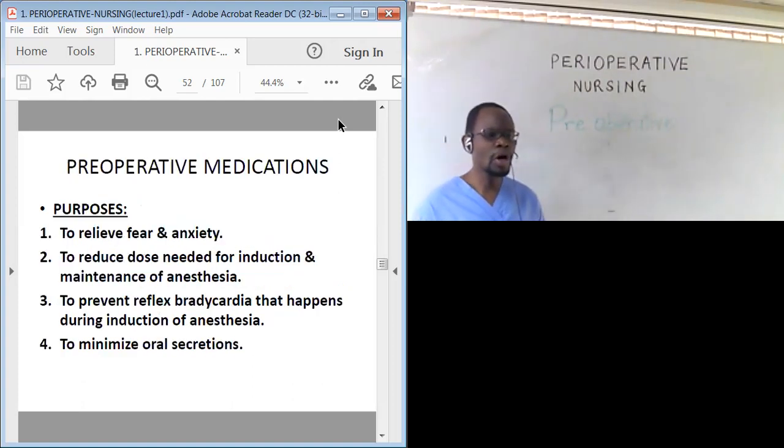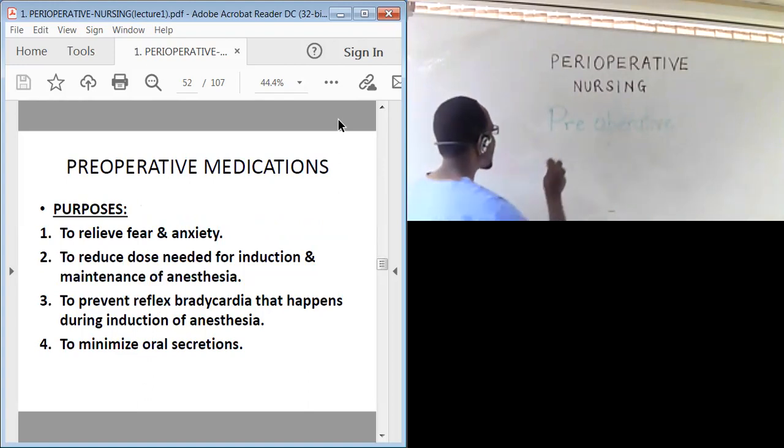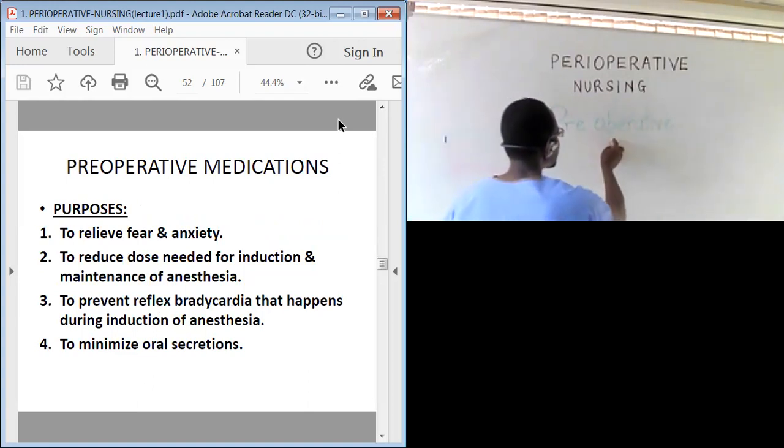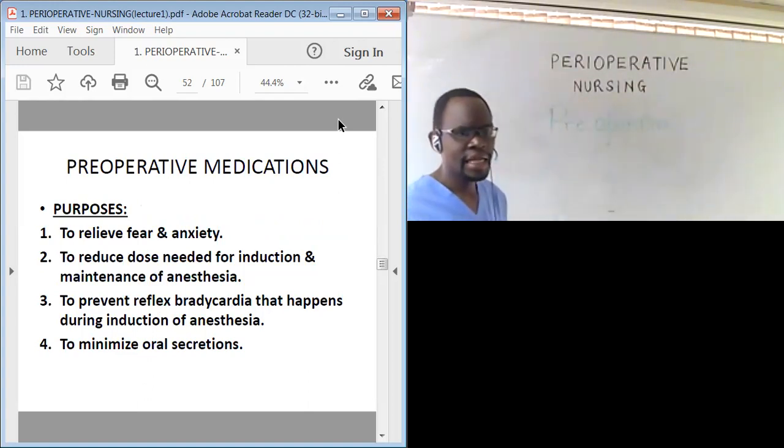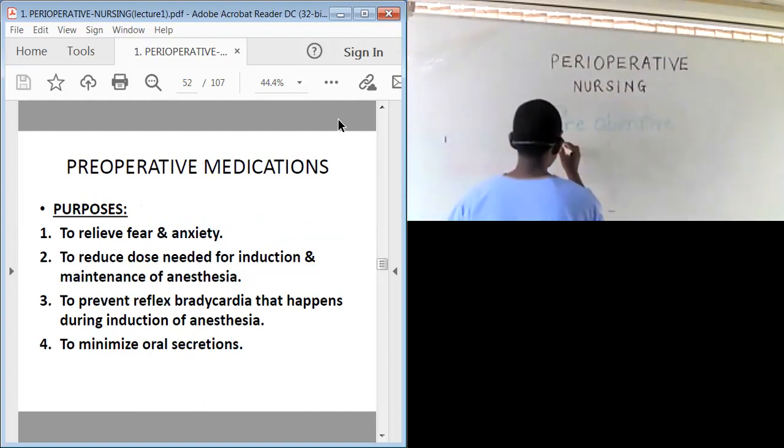Okay, so we remember we said that there are pre-operative medications that are usually given. And basically, what are these medications, the pre-operative medications that are usually given?